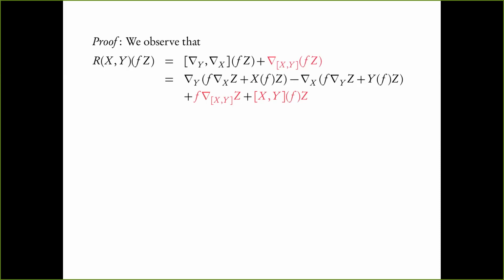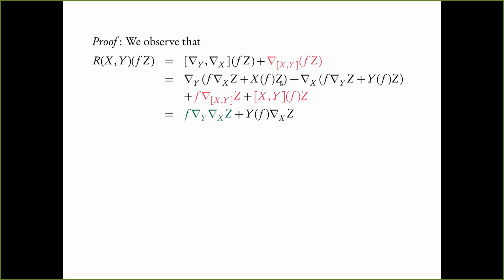Okay. So now let's apply. Now we have to calculate nabla y of the first term, which is f times a vector field. Again, you have to use the Leibniz rule, which means either f comes out and you get nabla y nabla x z, or y acts on f and nabla x z stays fixed. So these two terms come from the first term alone, right? So make sure you understand that.